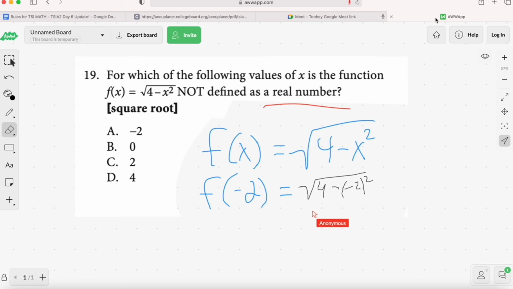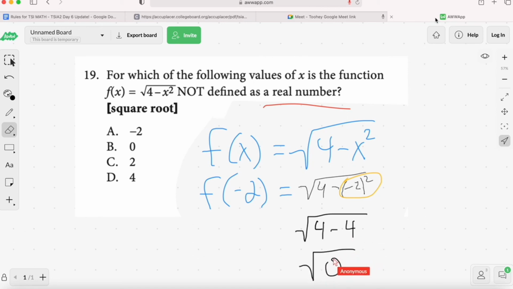So inside the square root sign, we've got 4. Now you did -4. Yes, because it's PEMDAS here. We've got to do the exponents first. And what's -2 squared? That's +4. Positive 4. Absolutely. So that's 4 minus positive 4. What's 4 minus 4? 0. So that gives us the square root of 0.